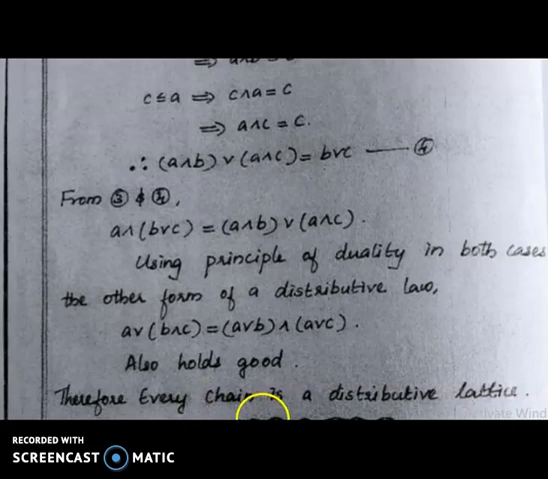We assume the given lattice as a chain. Okay, we assumed L as a chain. That is, every pair of elements is comparable. Then we prove the distributive condition so that the lattice is a distributive lattice.